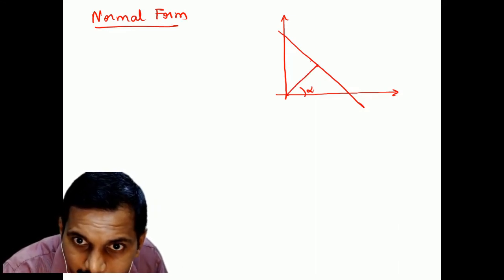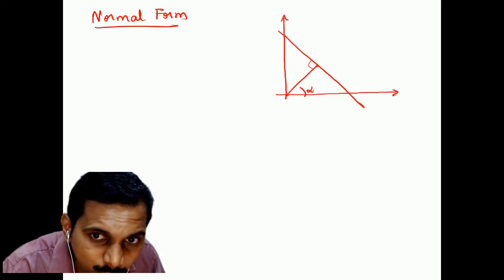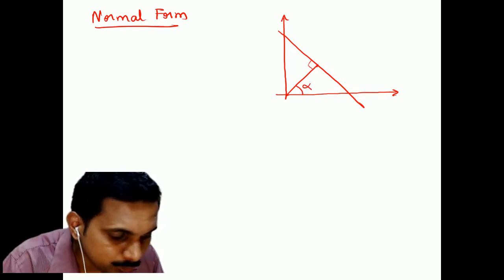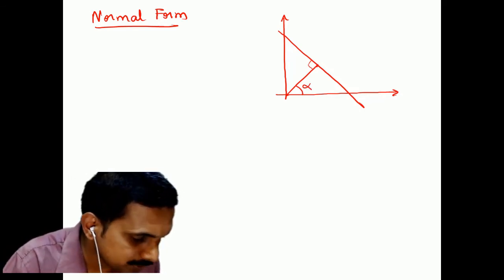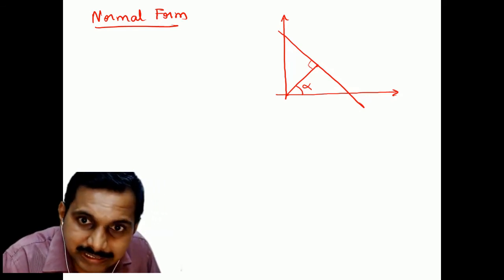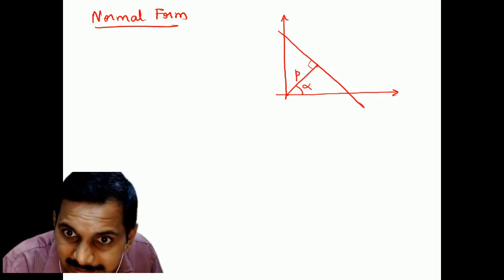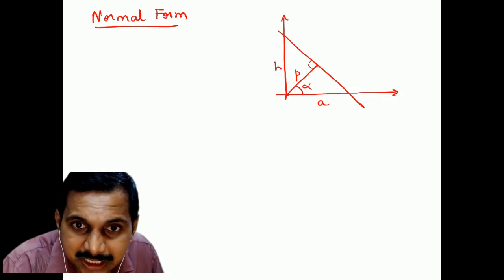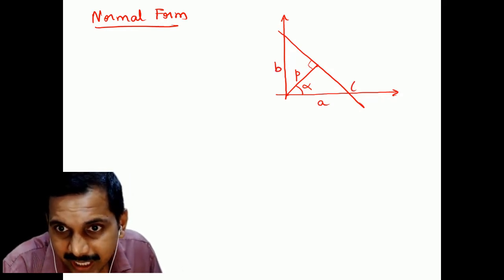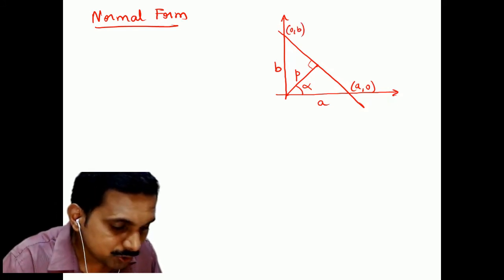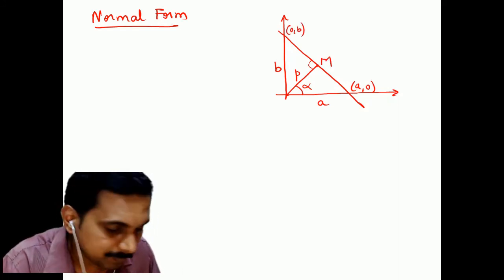So this is a perpendicular line here. I know the normal, which is passing through the origin, has an angle alpha here. Now let us see, this has a length of P. This length is A and this length is B. That is why we have this as (A, 0) and this as (0, B), correct? So this is the normal, say this is M.